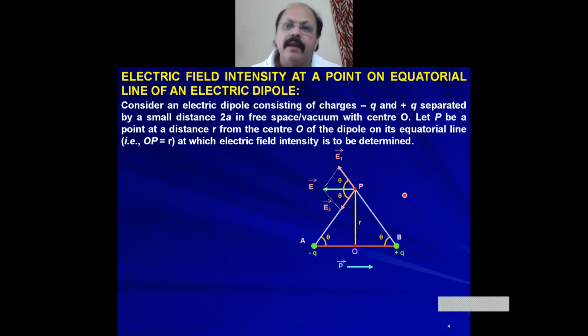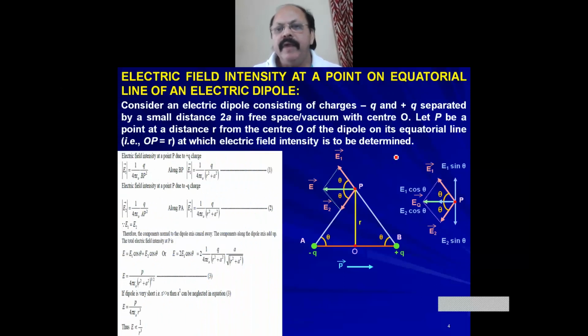Now we resolve this E1 vector into two rectangular components. Then the E2 vector is also resolved into two rectangular components. See here. When E1 vector is resolved, the vertical component is E1 sin theta and its horizontal component is E1 cos theta. Similarly, when we resolve E2 vector, its vertical component is E2 sin theta and its horizontal component is E2 cos theta.